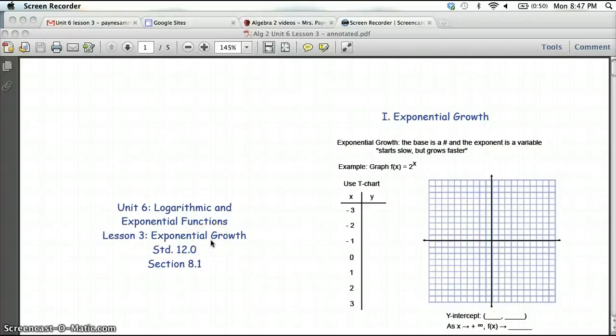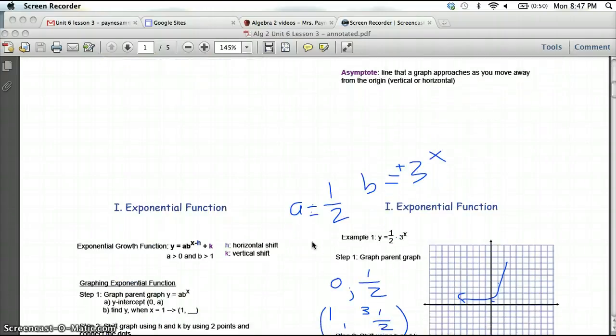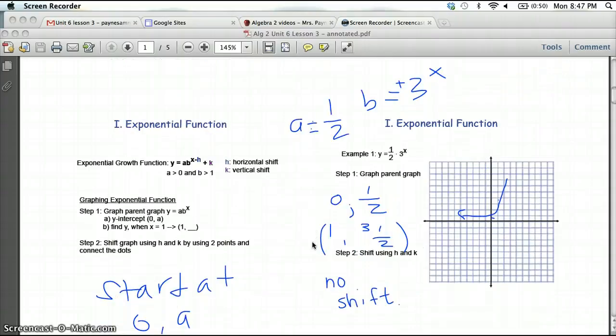All right, so we are on Unit 6, Lesson 3, which is we're still on log and exponential functions, but now we're going to talk about exponential growth. Okay, so we're going to go straight down to exponential functions. Now, you're going to graph exponential functions.